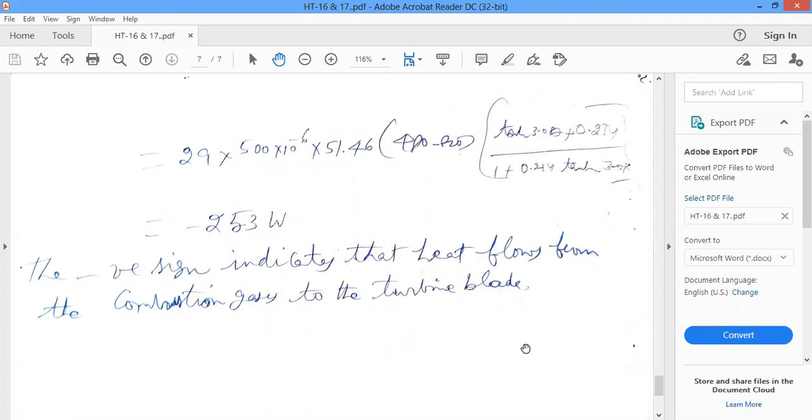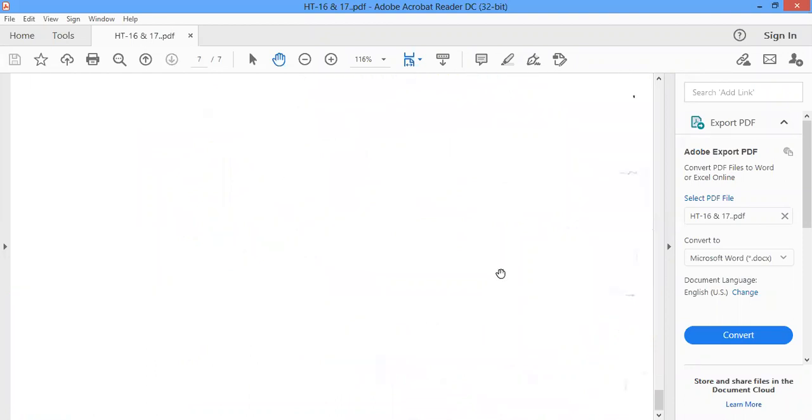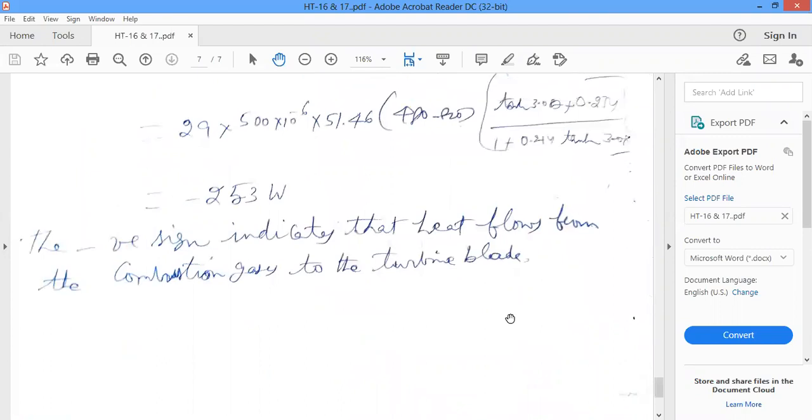Tomorrow, in the next class, we'll go for another topic: fin efficiency and fin effectiveness, what is fin efficiency and what is fin effectiveness. After that we'll go for unsteady state heat conduction, that is, transient heat conduction. With these three types of fins, the derivations of the temperature distribution equation and heat transfer rate equation for all three cases have been completed, and problems for all three cases are completed.